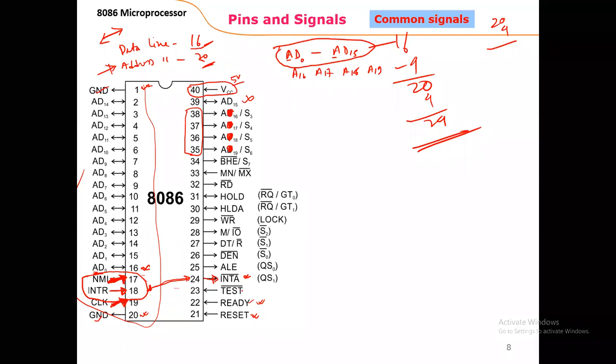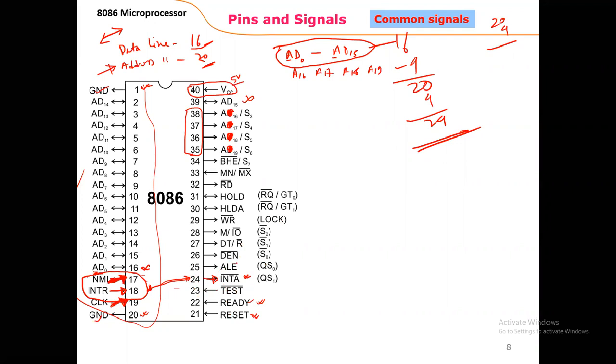And this is the test, meaning our peripheral device or another device at first tells the microprocessor, please test this work, okay? Then the microprocessor tests whether the work is active, okay? This is the test signal.